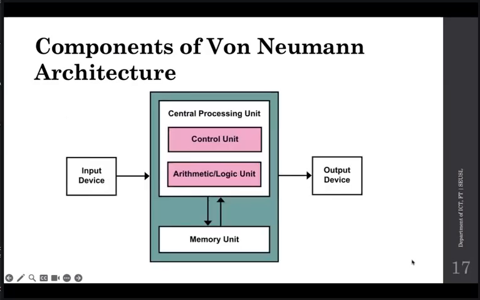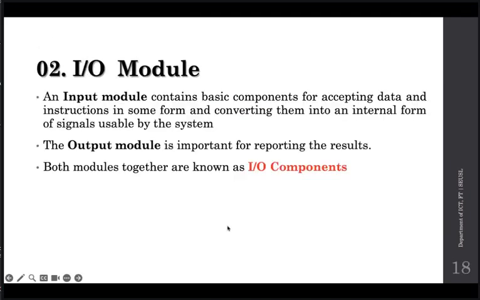You can see this as a structural diagram of the von Neumann architecture. This is your CPU, control unit, arithmetic and logic unit, and you have your input devices, output devices, and this memory unit. So this is the structure.